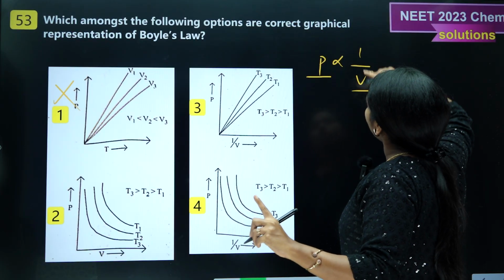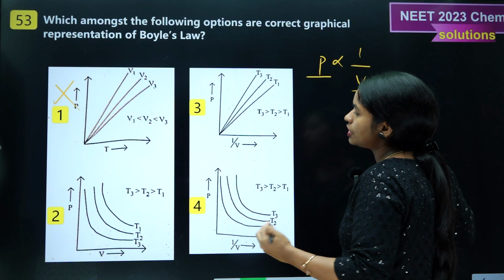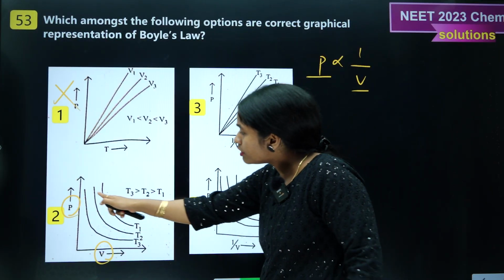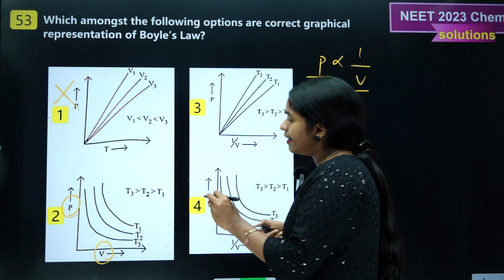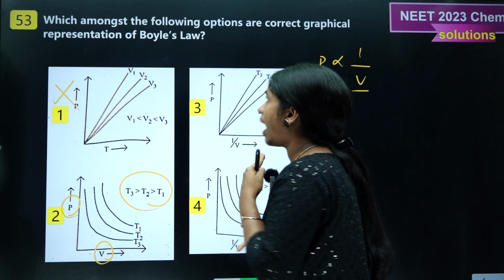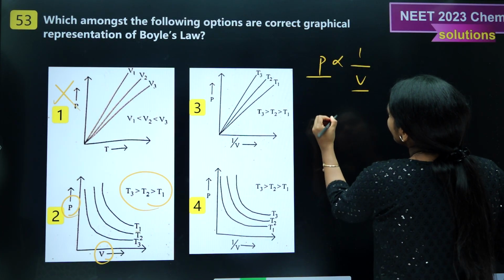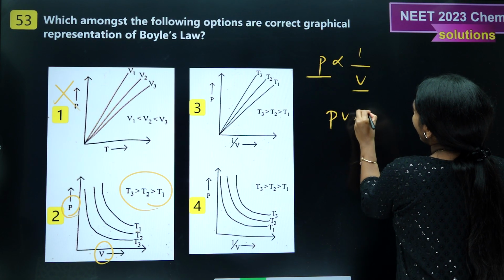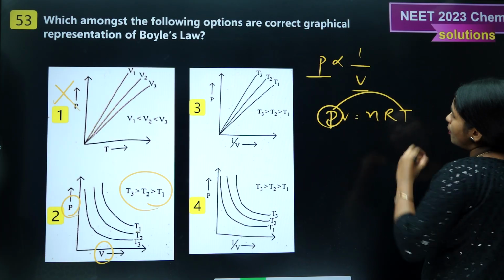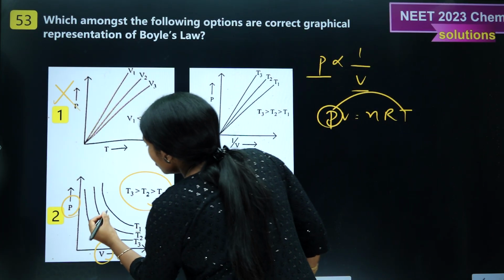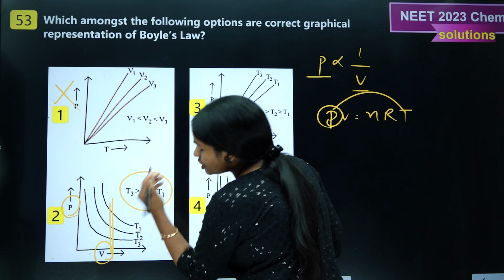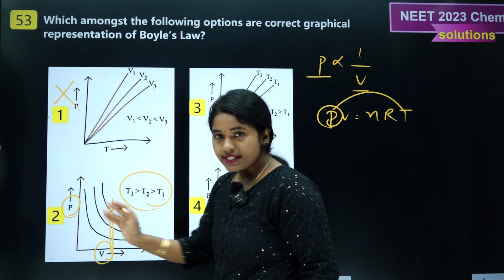Both pressure and volume are inversely proportional. So if you take pressure and volume, both are inversely proportional. So this graph is correct. Now see the relation, and how to identify whether it is correct or not. The technique is PV = nRT. Take the ideal gas equation. Pressure is directly proportional to temperature. So first you draw one straight line like this, which means you are keeping volume constant.